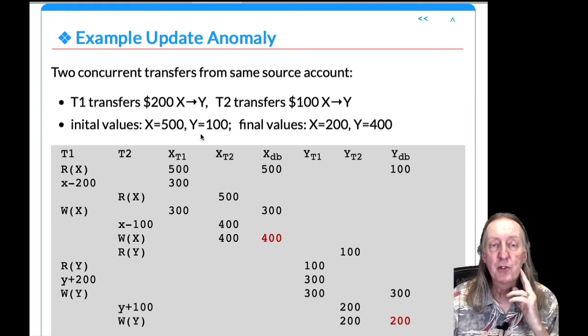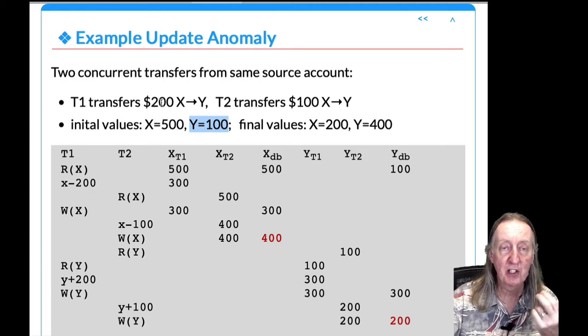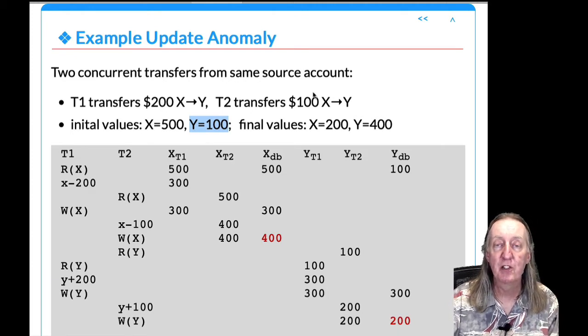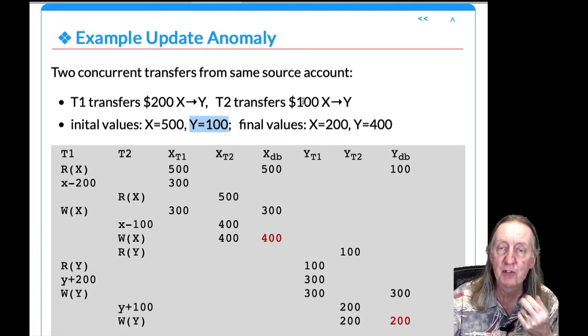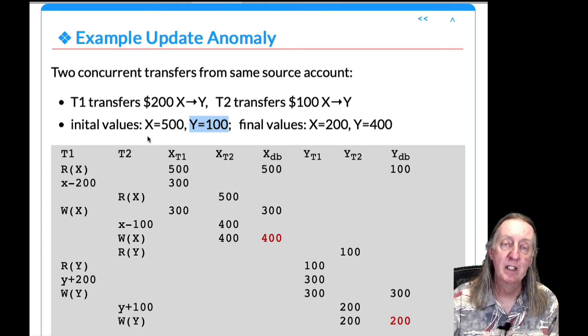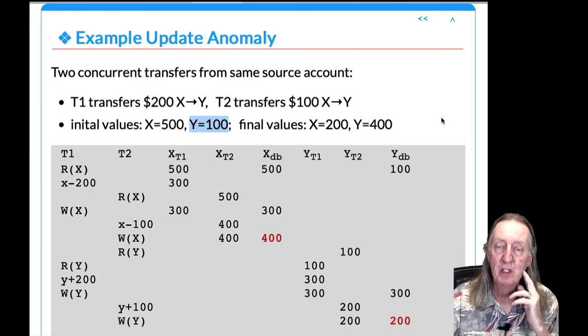All right, so the initial balances: the X account has 500, the Y account has 100. If we executed T1, then we executed T2, this is the state that we should end up with. So $300 should come out of X, and $300 should go into Y. So subtract 300, we get 200, add 300, we get 400. Right, let's see what actually happens.